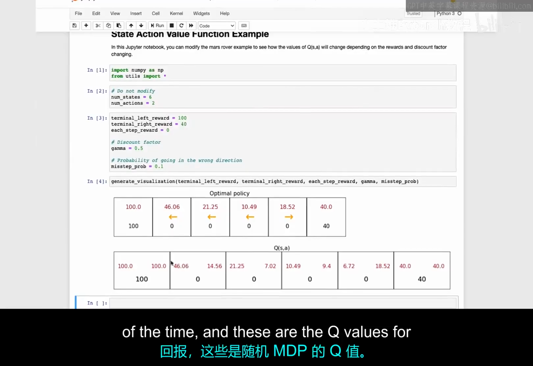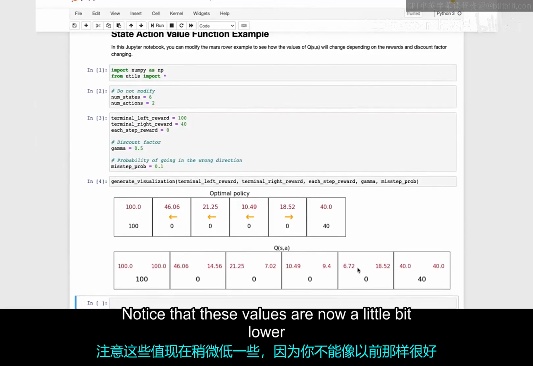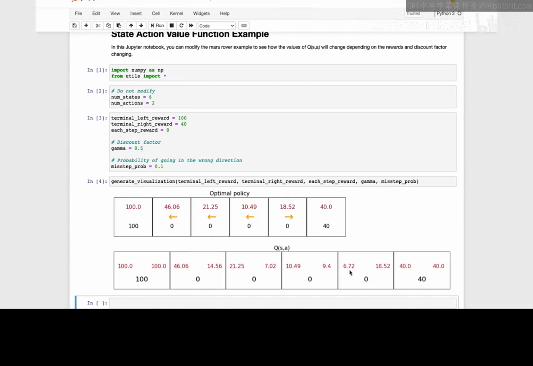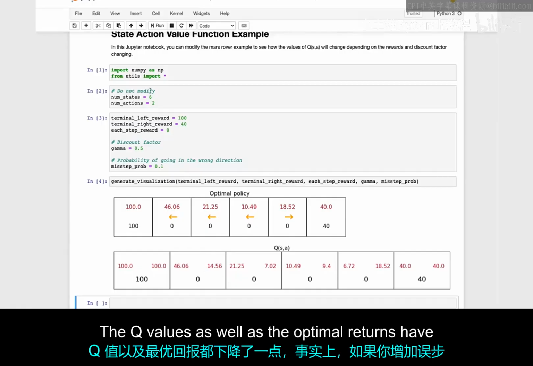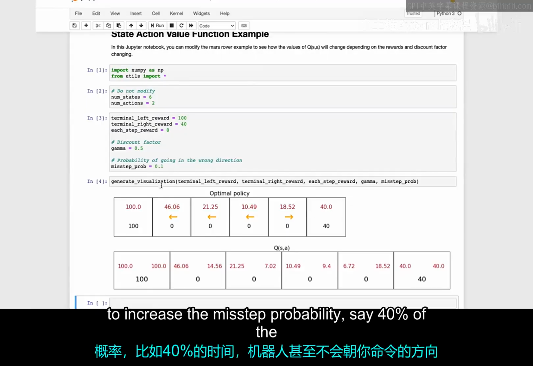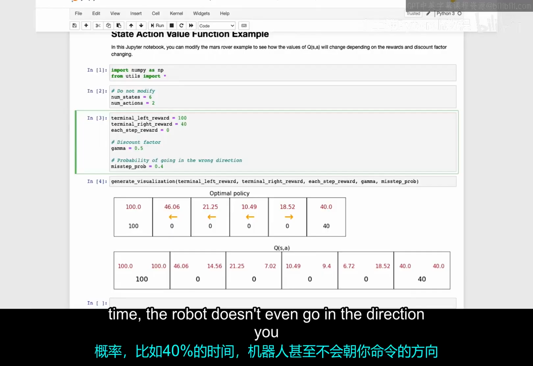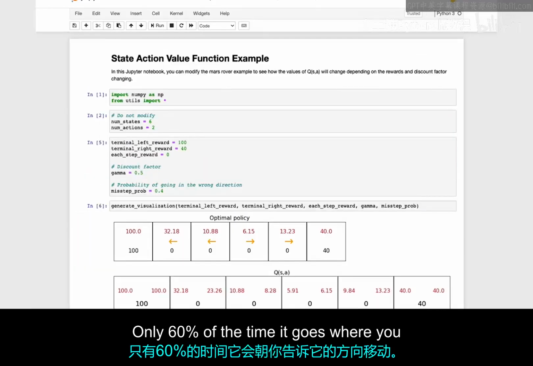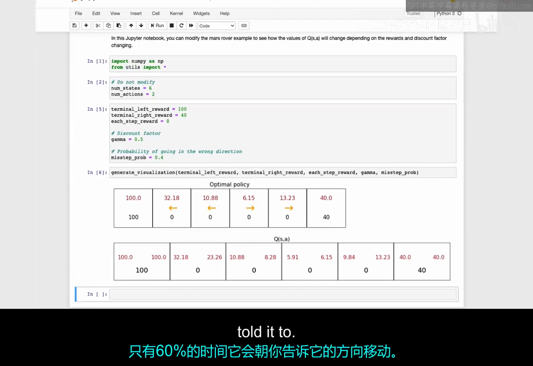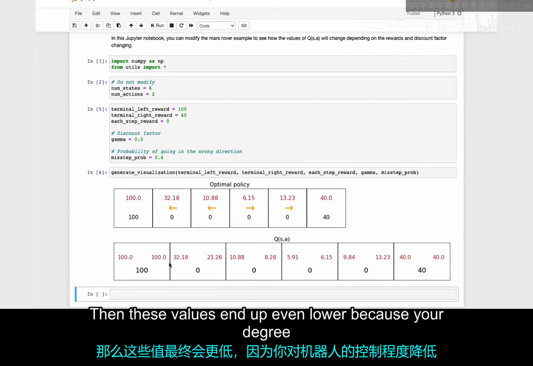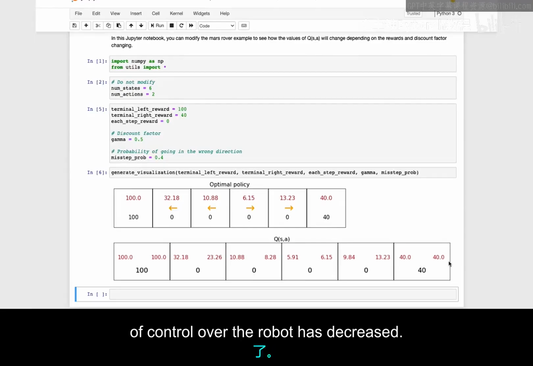And these are the Q values for this stochastic MDP. Notice that these values are now a little bit lower because you can't control the robot as well as before. The Q values, as well as the optimal returns, have gone down a bit. And in fact, if you were to increase the misstep probability, say 40% of the time, the robot doesn't even go in the direction you had commanded it to. Only 60% of the time, it goes where you told it to. Then these values end up even lower because your degree of control over the robot has decreased.